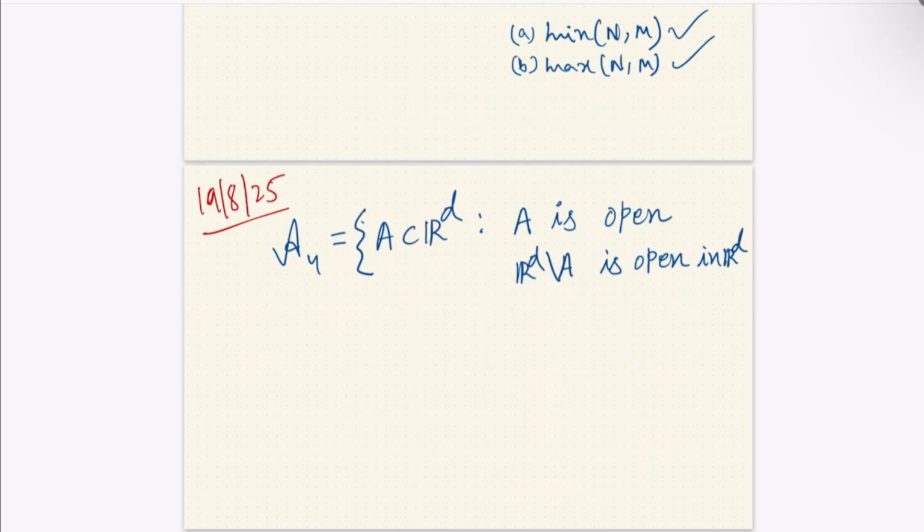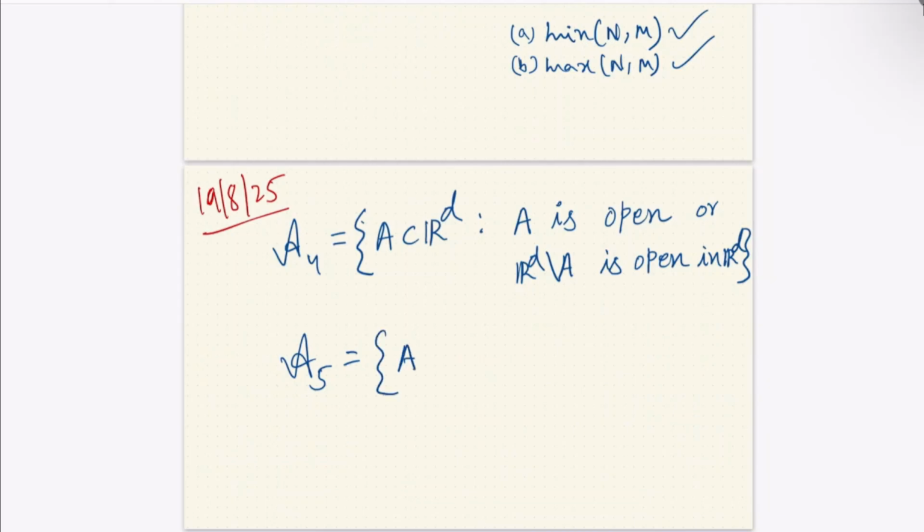In between, I could give an "or", either-or. Okay, that's the one set. If you choose a set, if it is open or its complement is also open in R^d, then you bring it inside that sigma algebra. Check whether it is a sigma algebra or not. Another, A5.